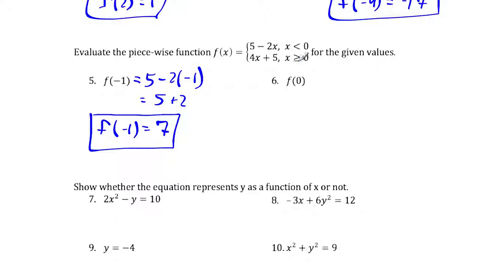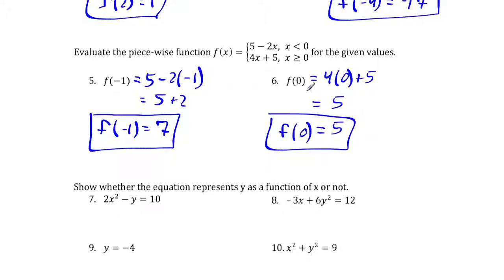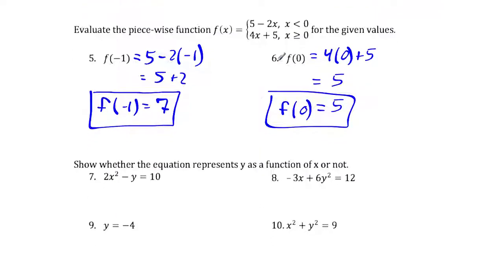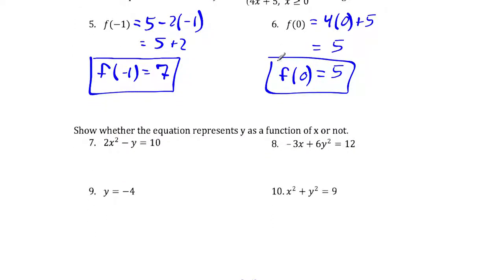Now f of 0, since 0 is greater than or equal to 0, I use the second line. So this will be 4 times 0 plus 5, which is just 5. So f of 0 is equal to 5. Be careful not to plug this into both. Just use one or the other. So take note of that and get some more practice. Let me know if you need some more problems.